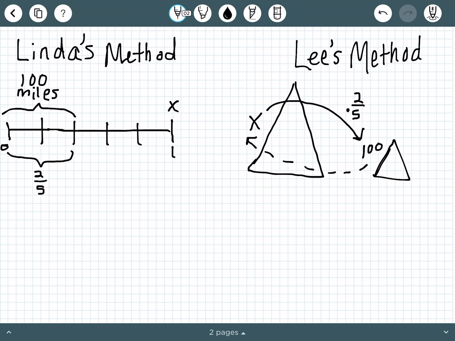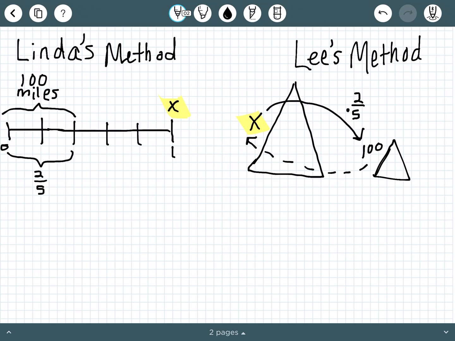So if we take a look at A, we need to explain how both Linda's work and Lee's work illustrate the situation described by their mother. And what does X represent in each diagram? Let's start with that. So you'll notice that we do have an X in each diagram. Remember, we can use a variable, and most oftentimes in Math 7, you will see an X to represent an unknown. So that is what our X represents.